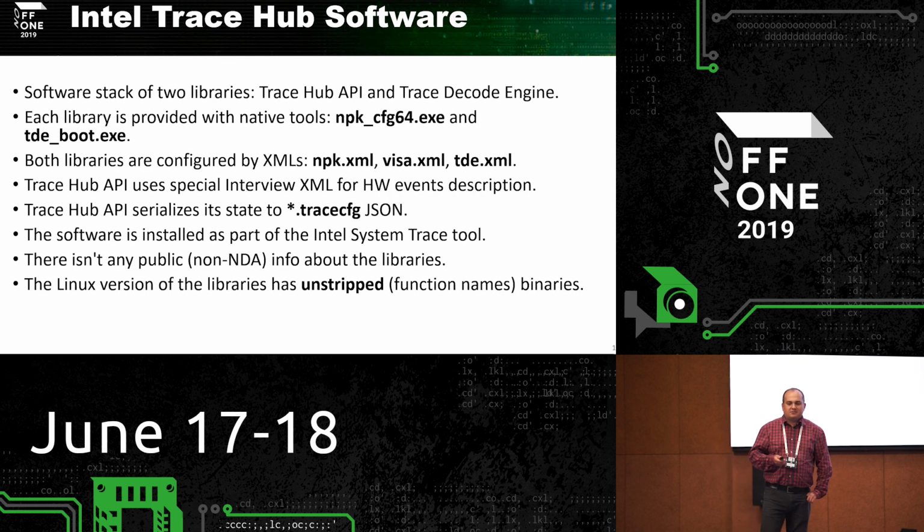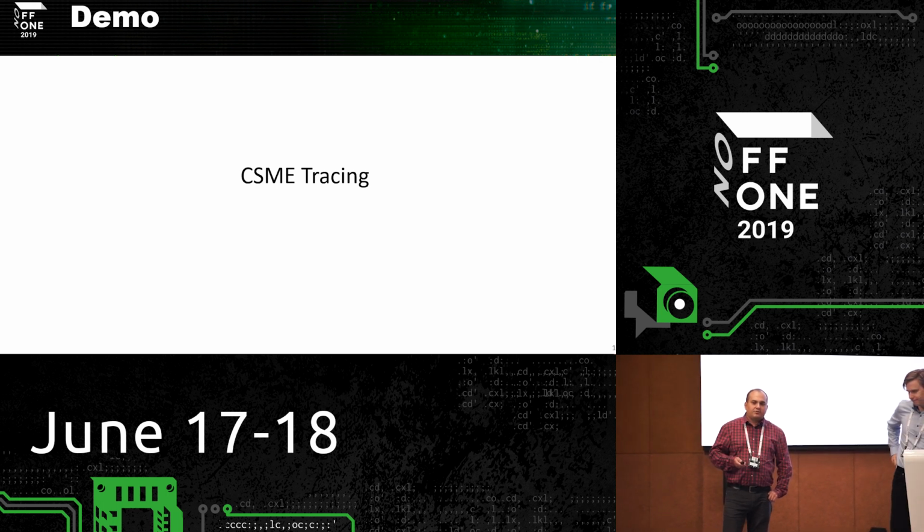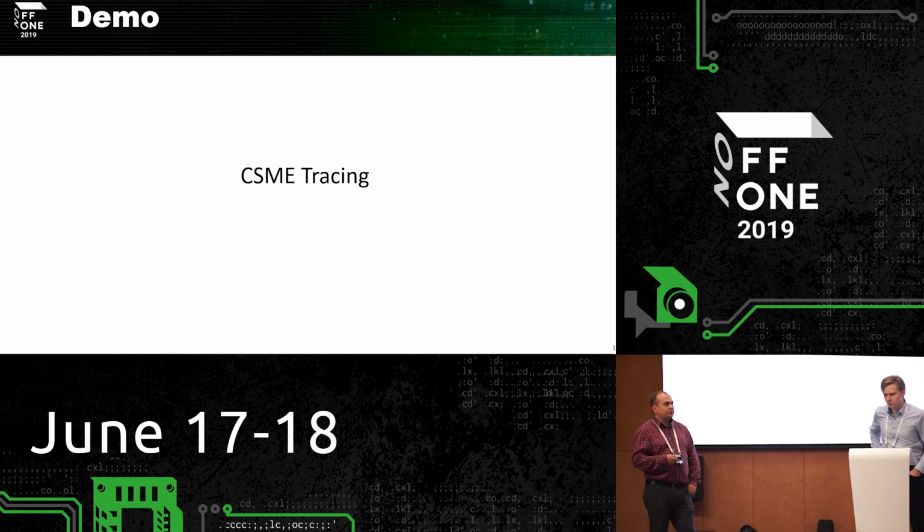The goal of the TraceHub API is to configure, on the user's demand, hardware resources of the TraceHub which may be needed for a certain tracing. And Trace Decode Engine is basically a factory of decoders of the different tracing information collected from different sources. Now we want to demonstrate to you a video of tracing of a message from a management engine.